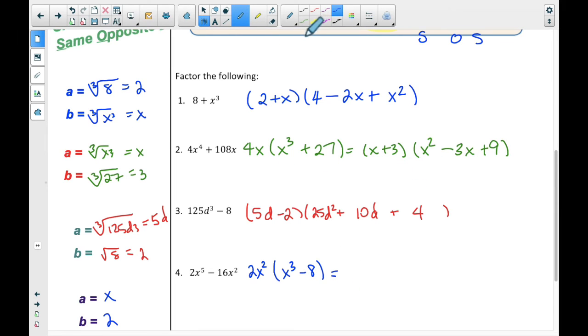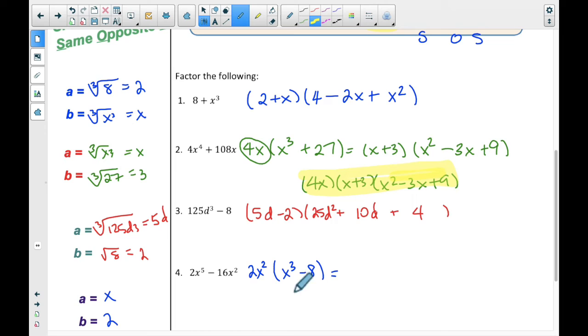I forgot to write that on number 4. On number 4, we need to take this 4x and put it in our answer. So our final answer has the 4x and the x plus 3 and this trinomial x squared minus 3x plus 9. So you have to include that 4x with your answer, okay?